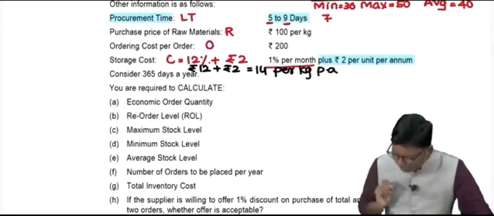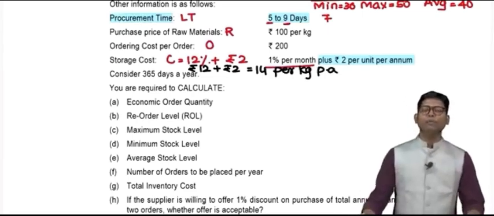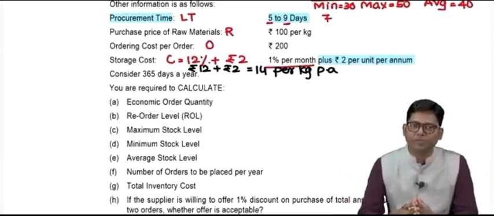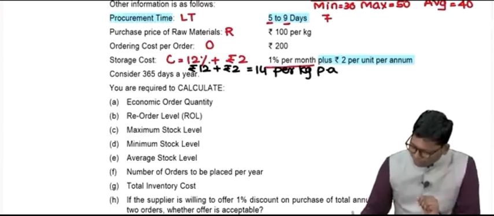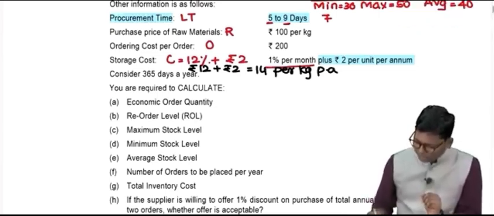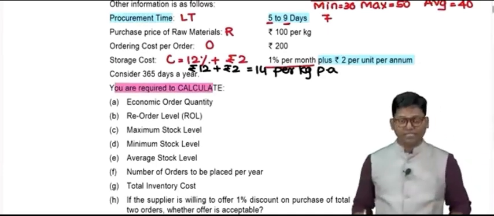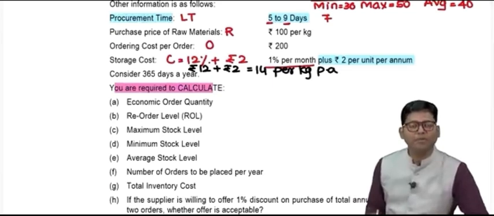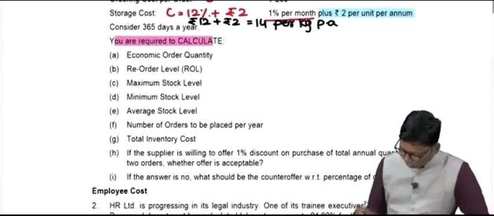So this one is the hidden calculation again, 12 rupees and 2 rupees, total addition is 14 rupees per kg per annum. By using the same information, what all things are asked in the question? Point number 1, question is asking us to calculate various things, where very first thing which is asked is your economic order quantity. Hope you remember the formula to calculate economic order quantity.